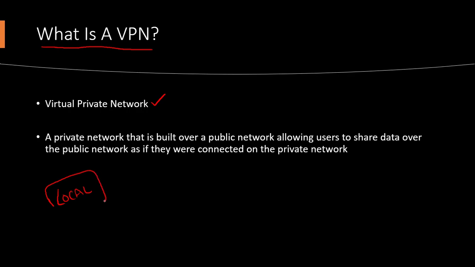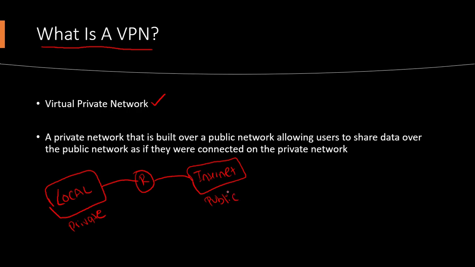So to kind of explain how that is, let's just say we have a local network right here. Now we know that this local network would be private. Now this private network or this local network is going to have a connection to some router. And this router is going to have a connection to the internet. Now we know that the internet is a public network, right? So we got one local network over here.